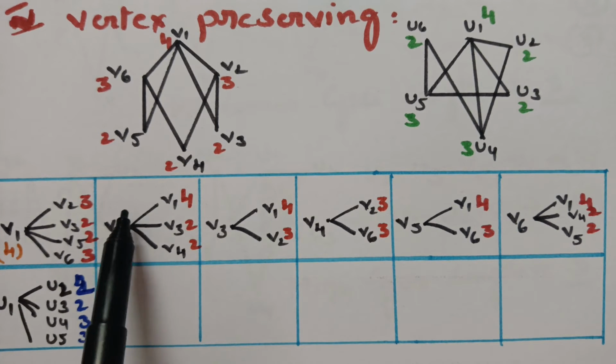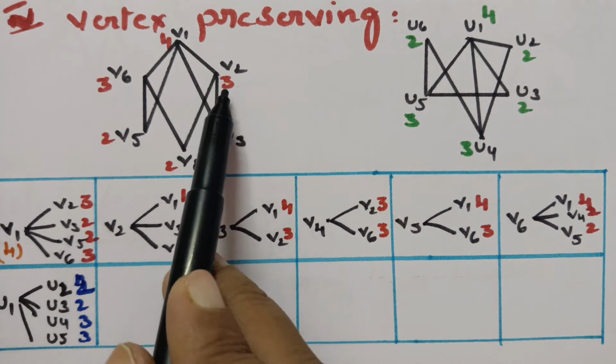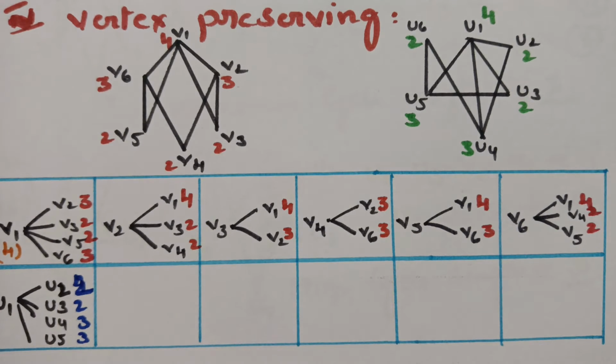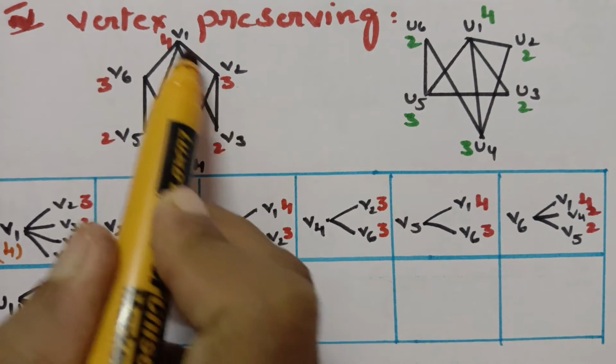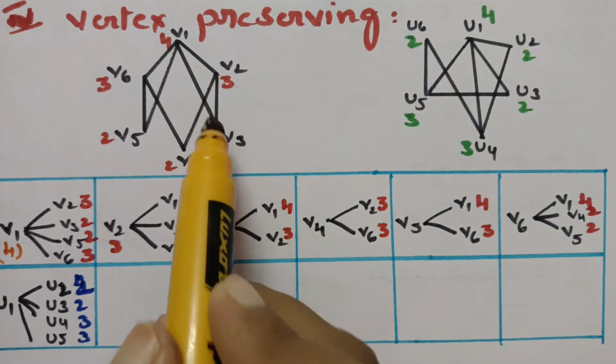And next one, I'm going with V3. So V3 has degree 3. And the corresponding vertices here are V1, this is V4 and V3.